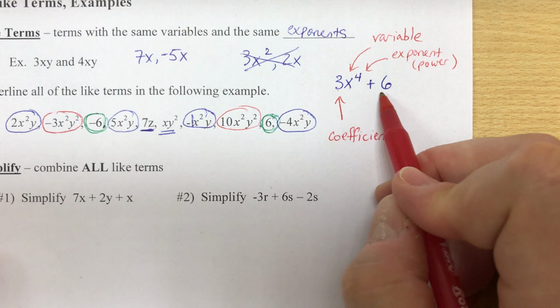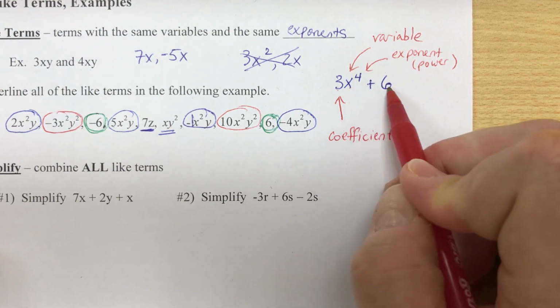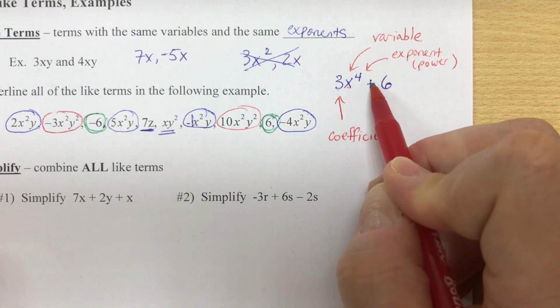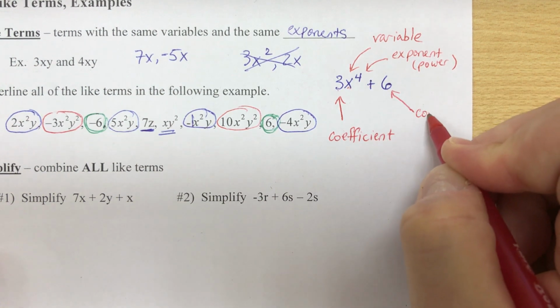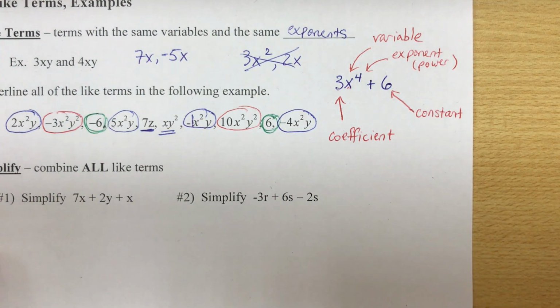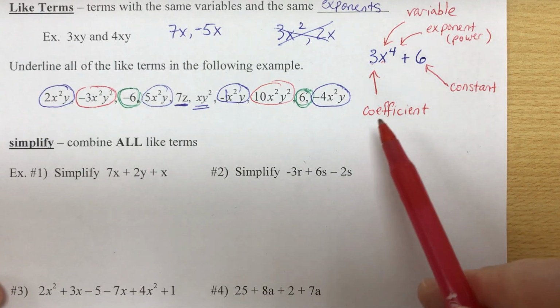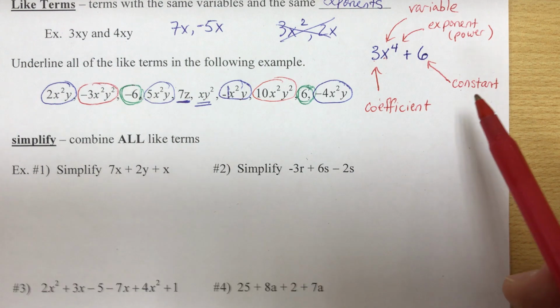And then we have the number 6. Notice that that is separated from the variable. It is not multiplying x to the fourth. It's coming afterwards because there's a plus, or there could be a minus sign between them. That is what we call a constant. That value does not change. So the two big ones are coefficient and constant in terms of like terms.